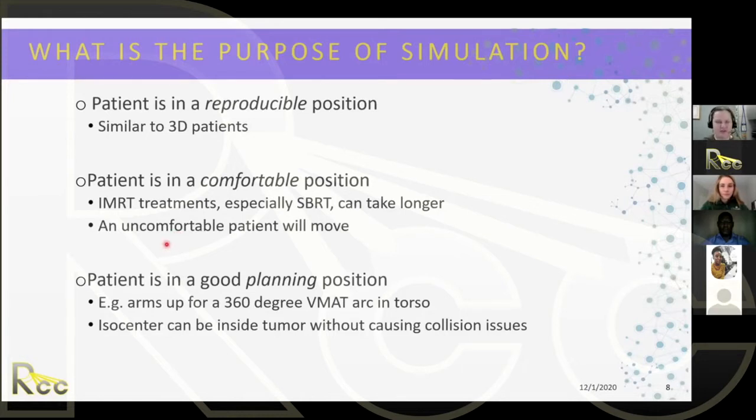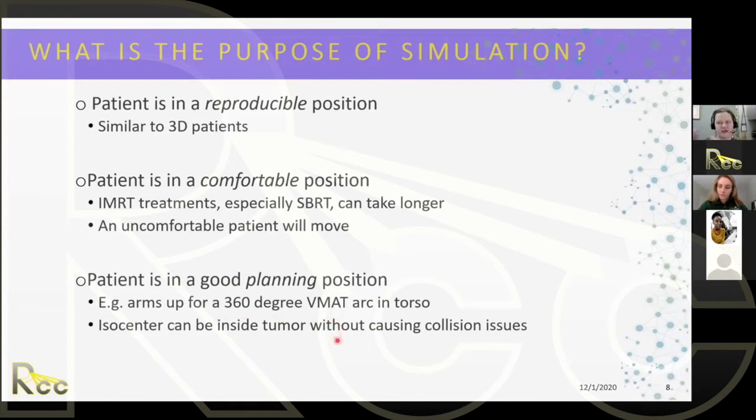Also check at the bottom, if you use vacuum bags, that there are no bumps in there that could create pressure points, or if you have a mask, sometimes in the back of the head, you don't want to have pressure points either. Lastly, we need to have the patient in a good planning position. So if you're treating in the torso and you know you're going to do a 360-degree VMAT, you want to have the arms up so that you don't go with the beams through the arms.